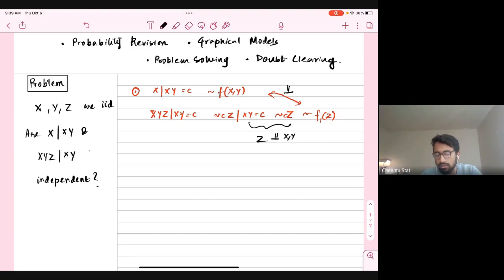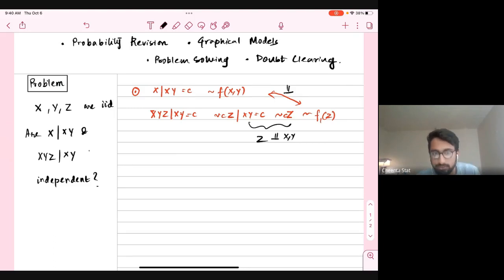So therefore f of XY and some f1 of Z are independent, because X and Y are independent, and Z, all IID, are independent. So functions of X and Y and a function of Z, some different functions, are also independent. That's the result, right? That's the property of independence. So therefore, these two are independent of each other. That's the basic idea.